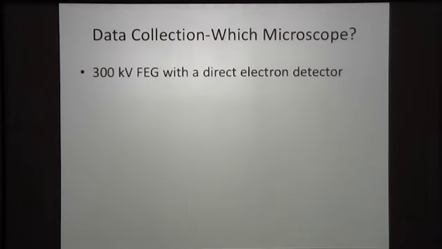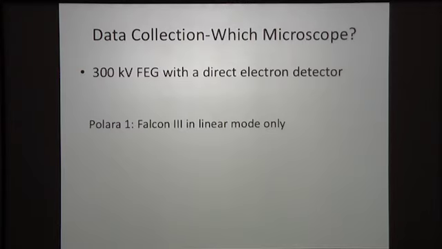Good. So now we can go and ask ourselves, data collection, which microscope to use? Again, the answer is get the best microscope that you can. Ideally, a 300 kV with a direct electron detector. So there are other things that influence this, such as how good the vacuum is, the contamination rate, ease of use. All these factors have to be taken into consideration.